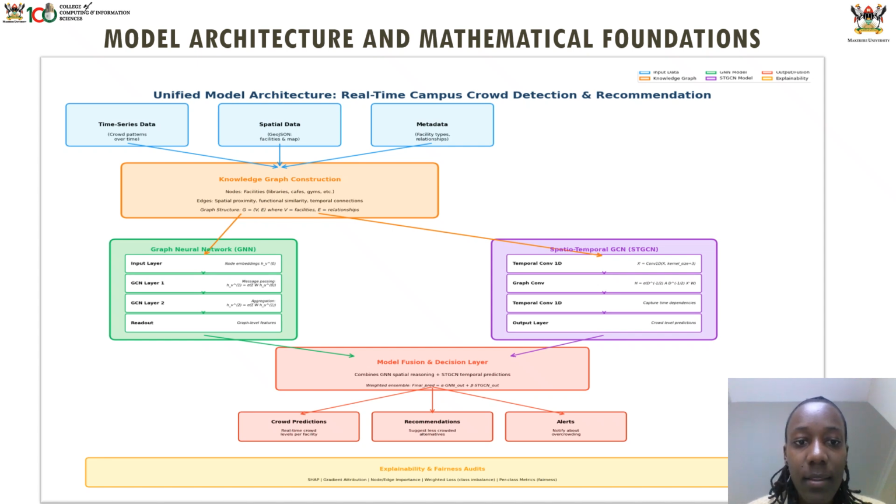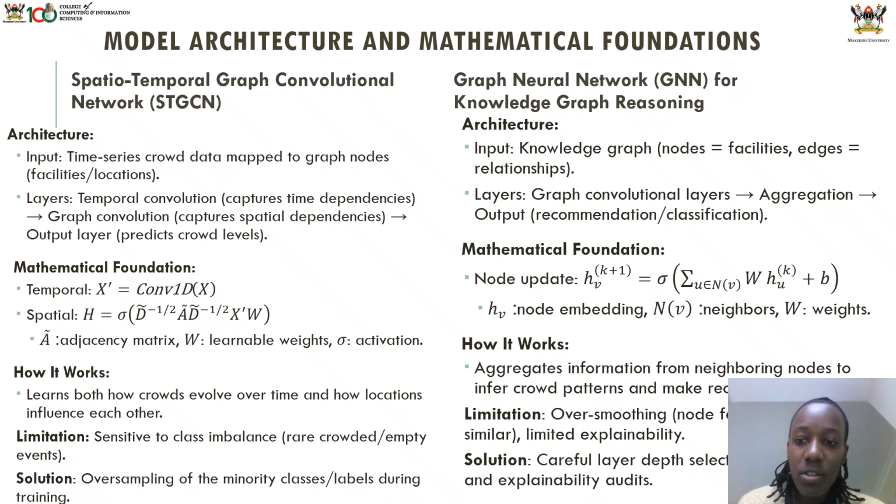So after feeding in the knowledge graph, they are able to fuse the collected predictions from the different layers, the collected predictions from the different models, and then give a fair decision, crowd prediction, recommendation, or alerts. Yes, and those are the different formulas, that explanation of the previous architecture for our first model.